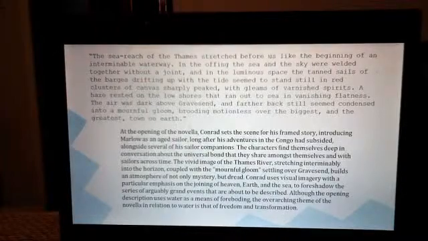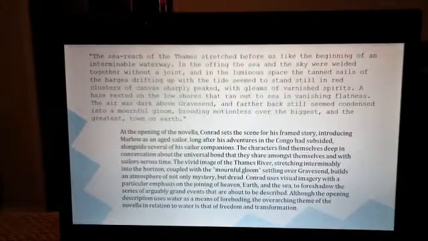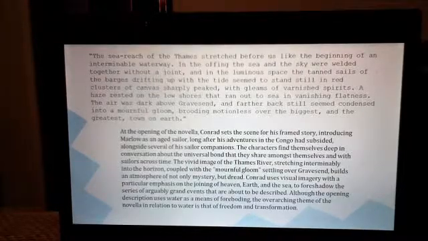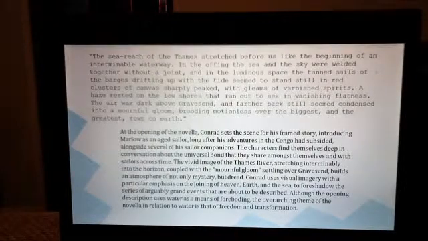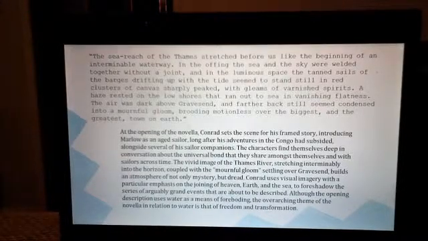So at the beginning of the novella, Conrad sets the scene for his frame story, introducing Marlowe as, by now, an aged sailor, long after his adventures of the Congo have already ended. Conrad introduces Marlowe alongside several of his sailor companions, and the characters find themselves deep in conversation about the universal bond that they share amongst themselves and with other sailors that is connected essentially by water, the sea.